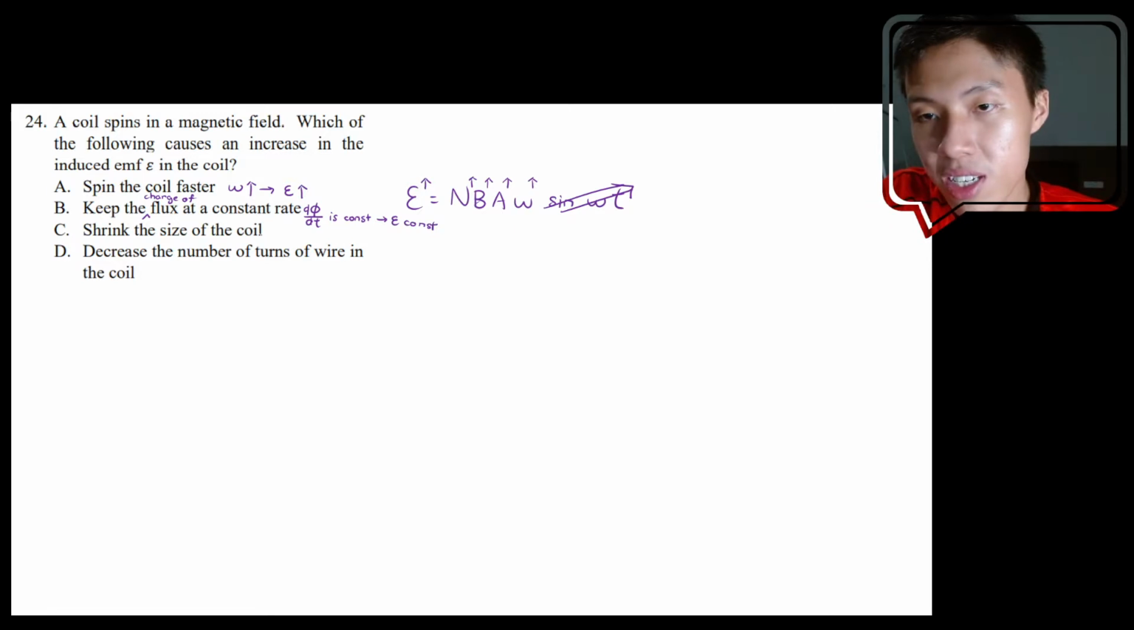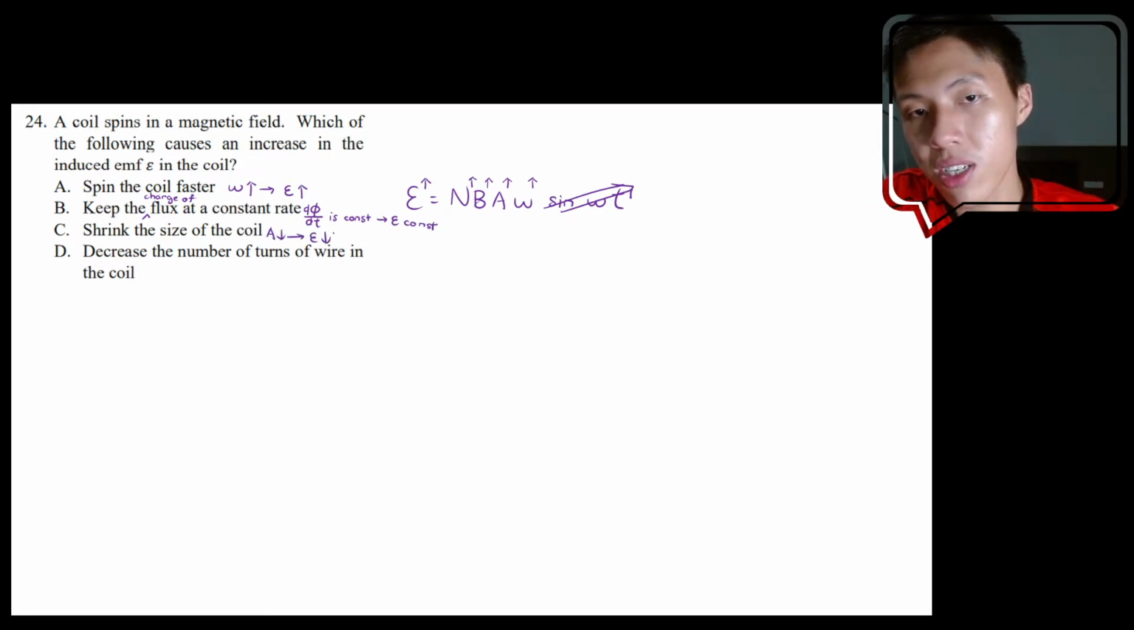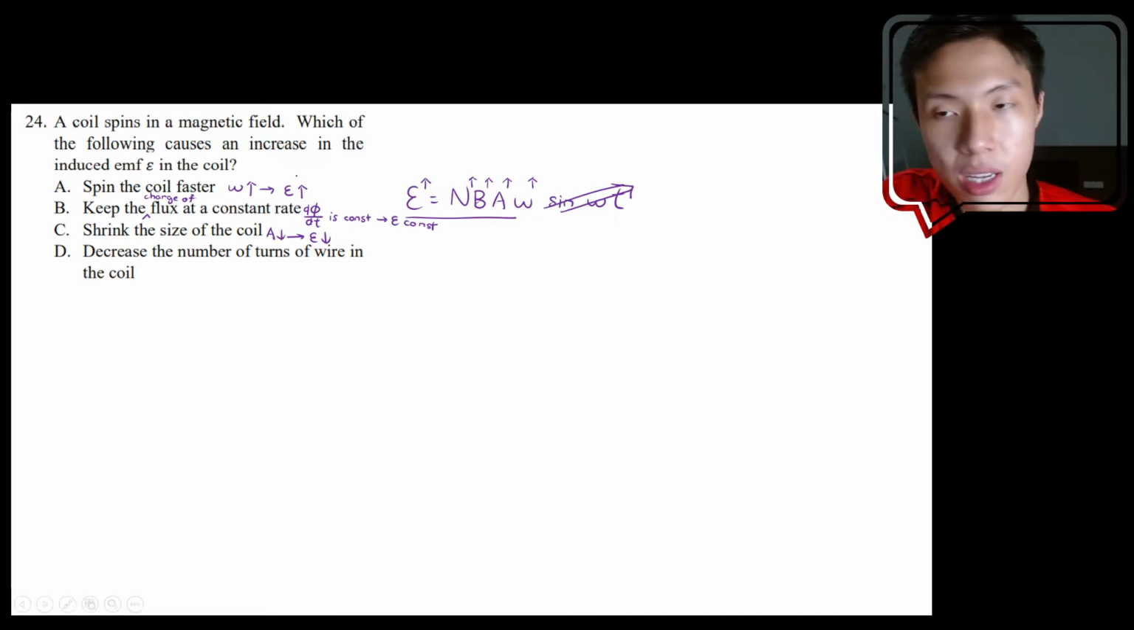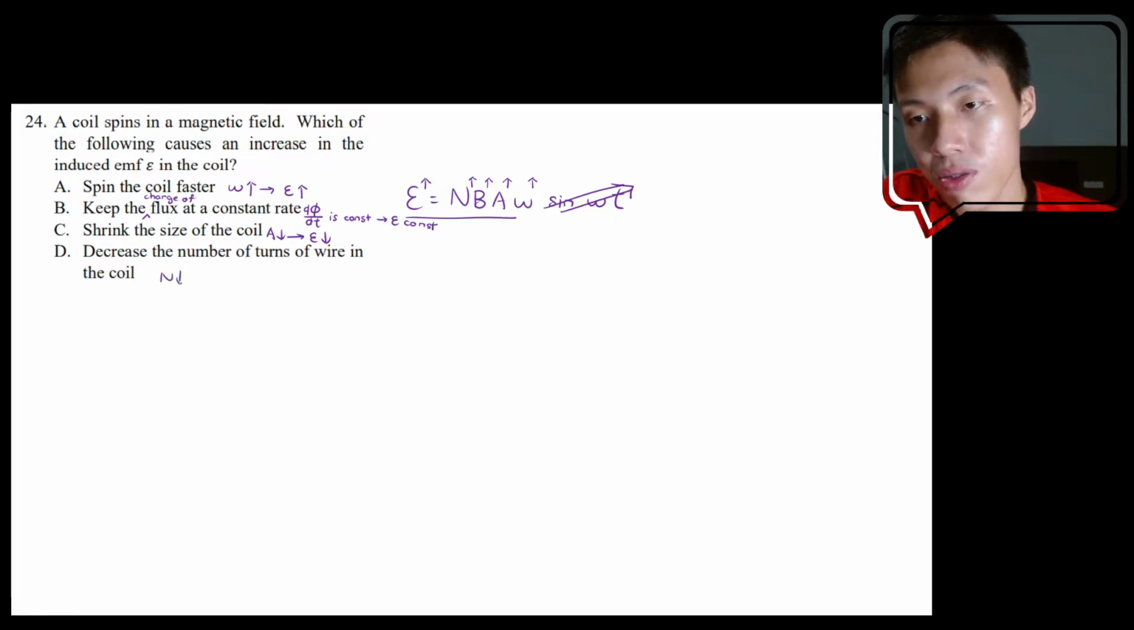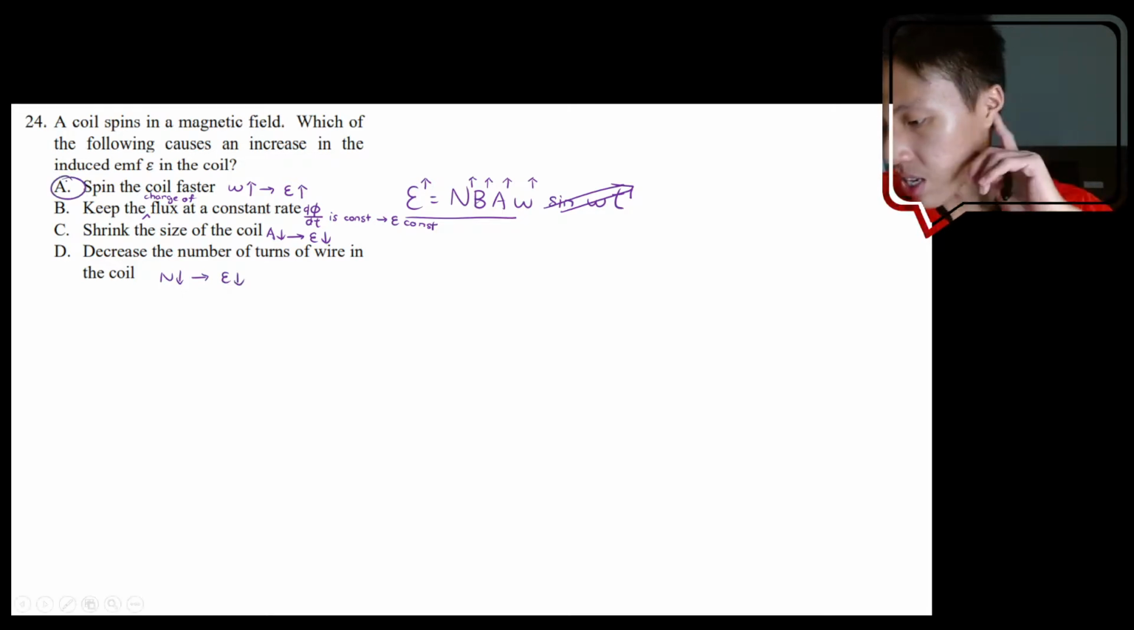Shrink the size of the coil: a decrease in area will definitely cause epsilon to decrease. This is stated over here. Decrease the number of turns, of course, it will cause your epsilon to decrease. So the answer is A. Okay, next question.